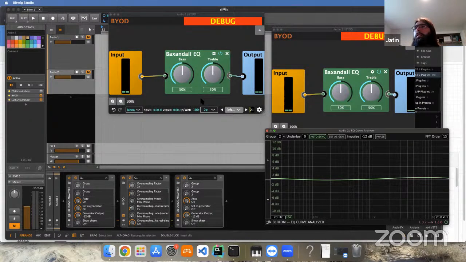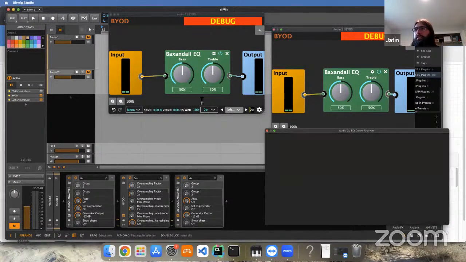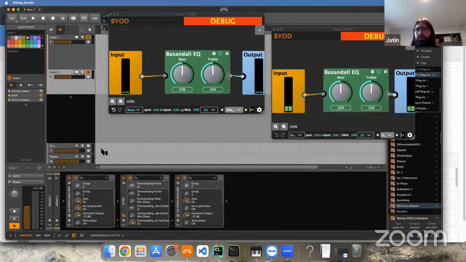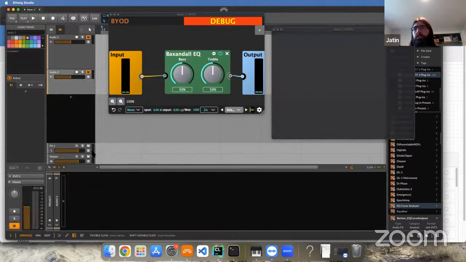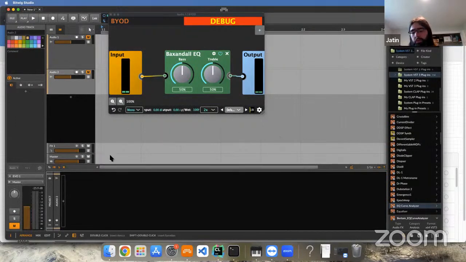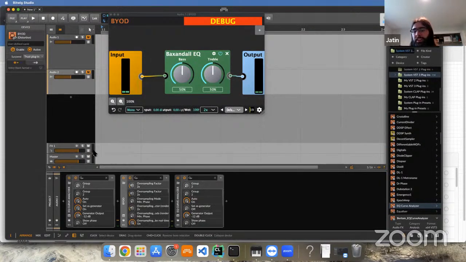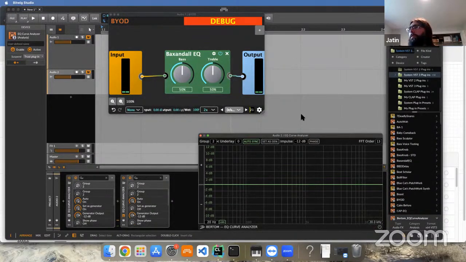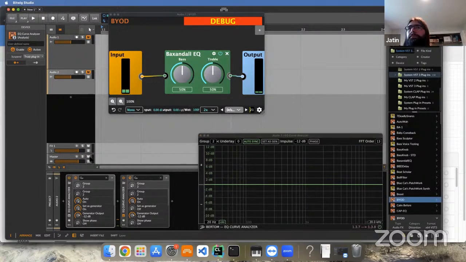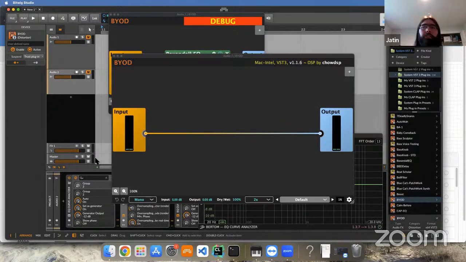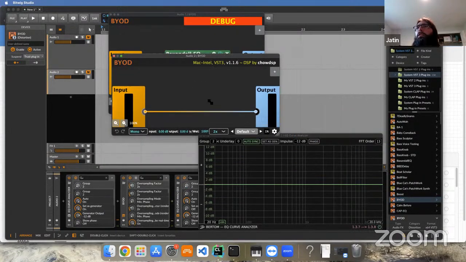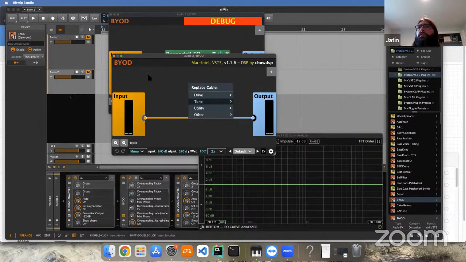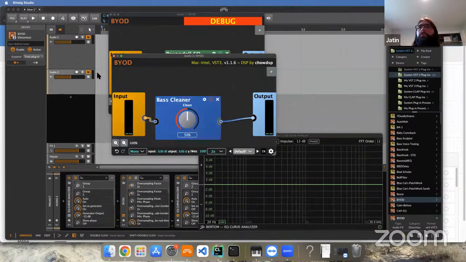So what I'm doing here is on the audio 2 track, I'm just going to have a second instance of the plugin and the EQ curve analyzer. What did I do? Okay. And I'm going to use the VST3 version so that these two versions don't conflict with each other. But basically, what I'm going to want to do is have a reference version of the Baxandall EQ module.